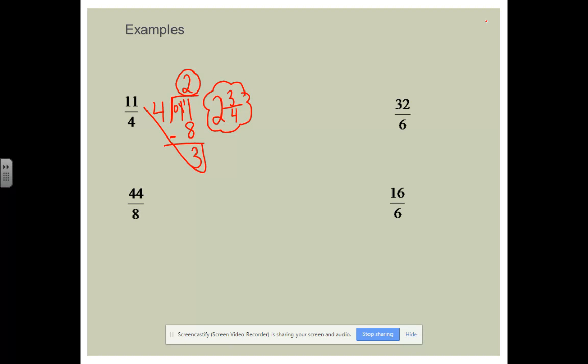My next example is 32 over 6. So I'm going to divide top in, bottom out. 6 goes into 32 5 times. 5 times 6 is 30 with a 2 remainder. And we're going to just do it. 5 2/6.